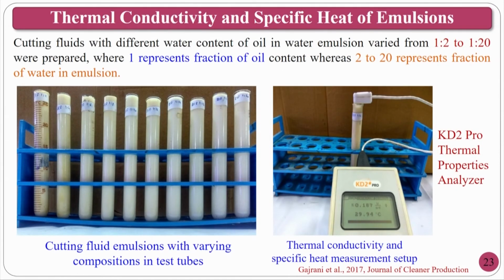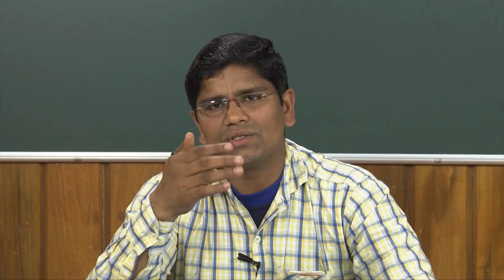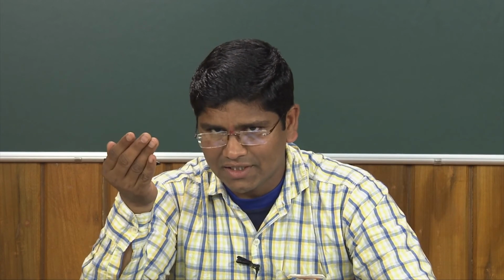So now we have to check which has the better thermal properties. For that purpose, what we have done here is the emulsions are mixed from 2 to 20%, that is 1:2 to 1:20, from 1 liter of cutting fluid to 2 liters of water, ranging up to 1 liter of cutting fluid to 20 liters of water.